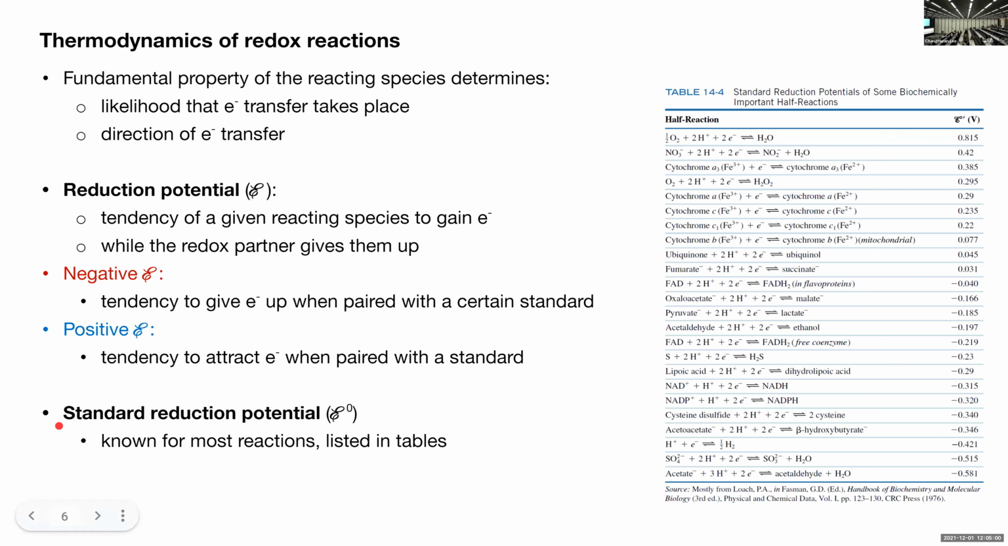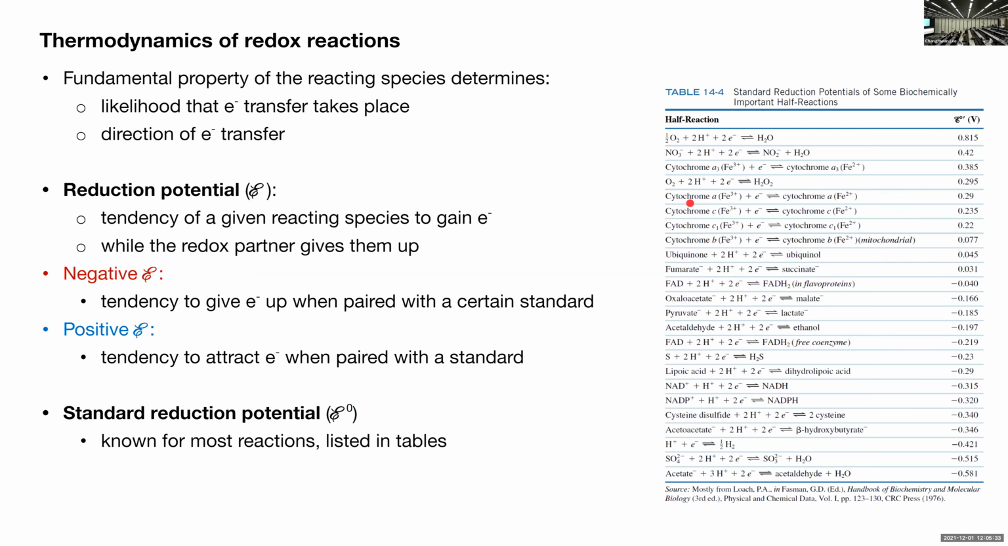And there is a standard reduction potential, which is written as cursive E naught. That is basically the reduction potential measured at the standard state, which is 25 degrees C, 1 atmosphere, and all the reactants and products at 1 molar concentration. Most of the reactions are already measured and known for this standard reduction potential E naught. And here's a table for that, and you can see a lot of them.